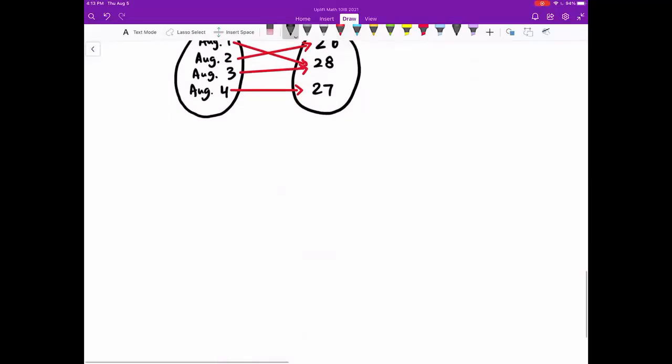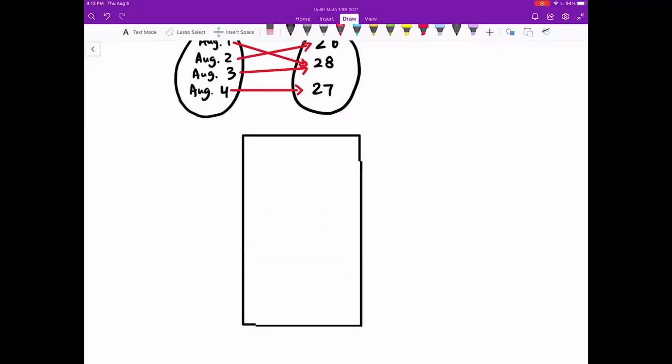So we could have something like the columns X and Y. Oh, wait, that's a pretty nice way to draw a table. Yeah. I don't know why, but drawing on an iPad makes everything so slanted.